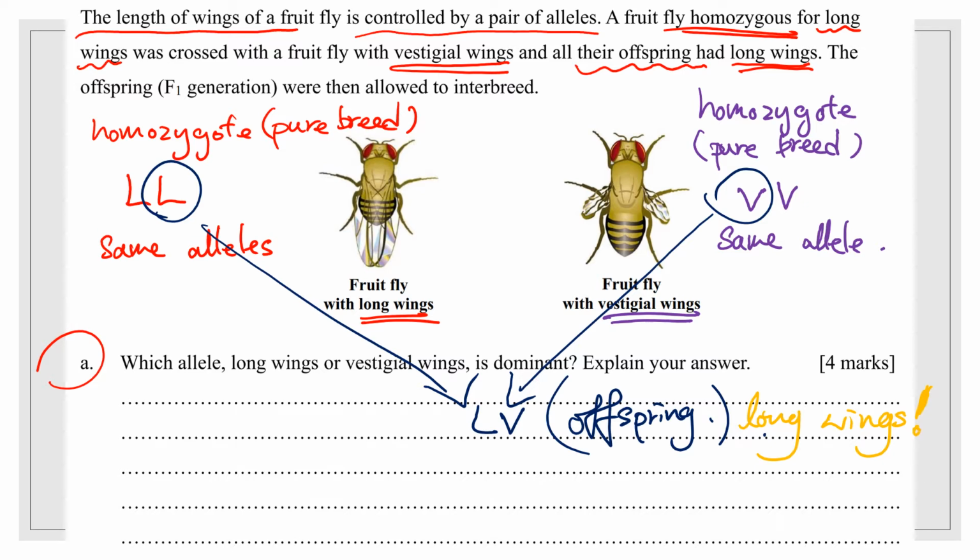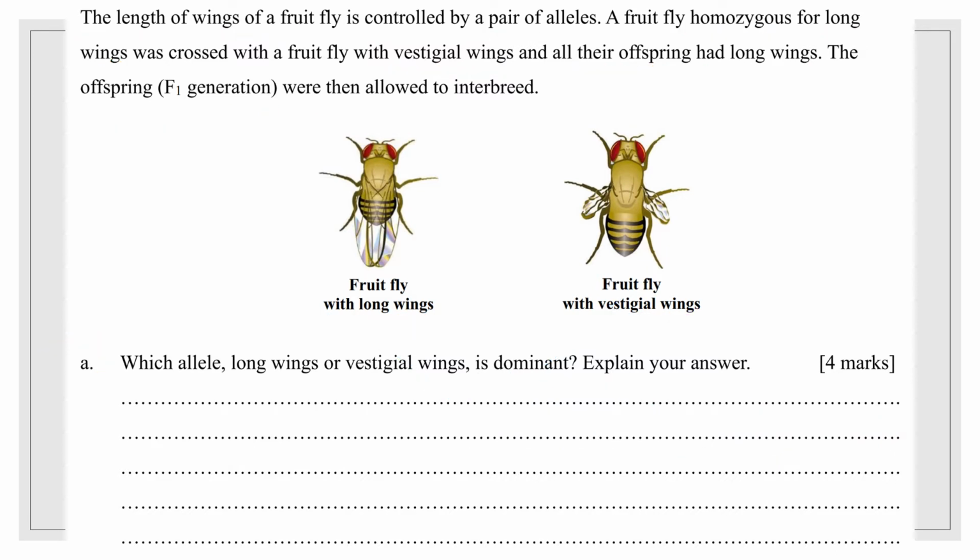So which character is it showing? The long wings, right? If the long wing character is showing, that means the long wing allele should be dominant. Alright, so do you understand it right now? So I'm going to stop for a while. Now I think you have a basic concept of why the long wing is the dominant allele. In order to answer the question, let's write down the answers together.